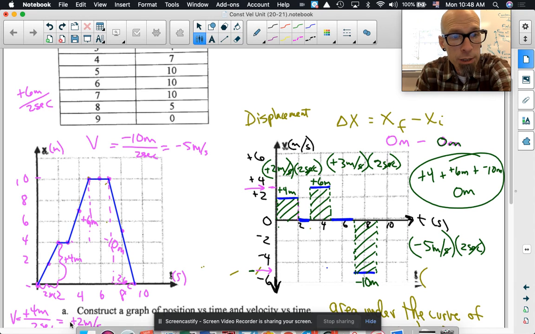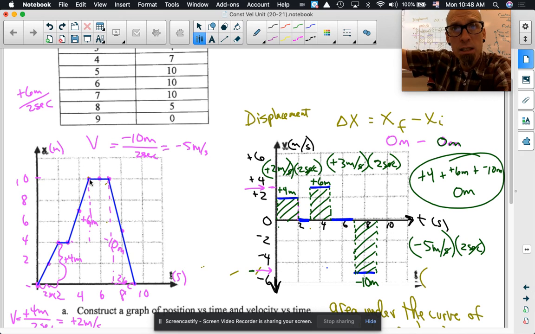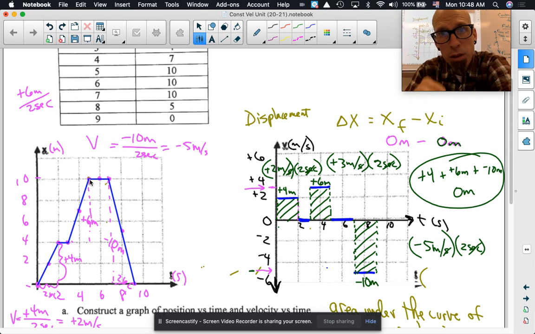Now, were you displaced at time 2 seconds? Yeah, you were displaced by positive 4 meters. Were you displaced at time 5 seconds? Yeah, you were displaced by a total of positive 10 meters. So you were displaced at certain moments, but from beginning to end, you weren't displaced because you went back to where you started.